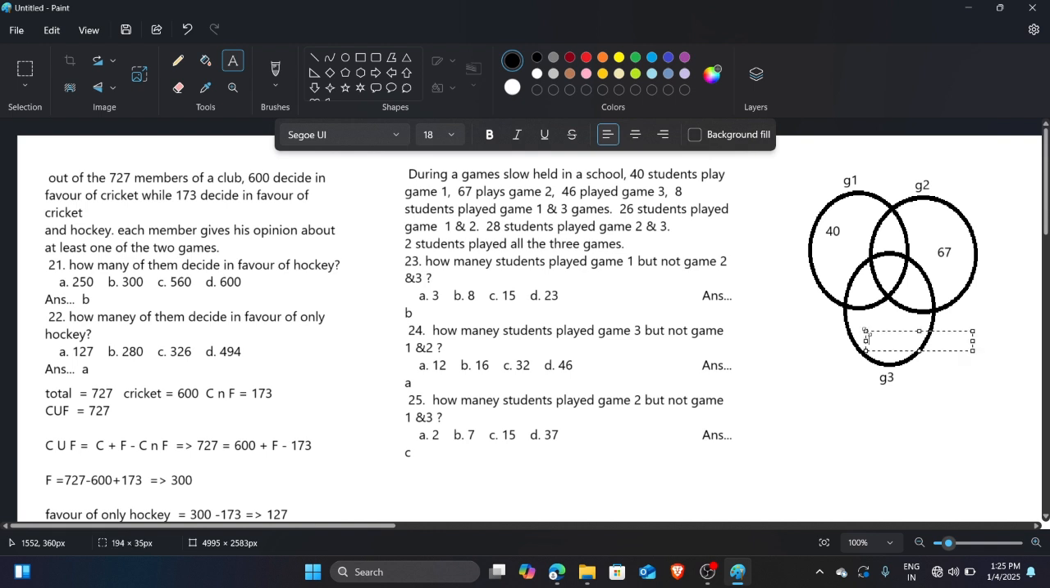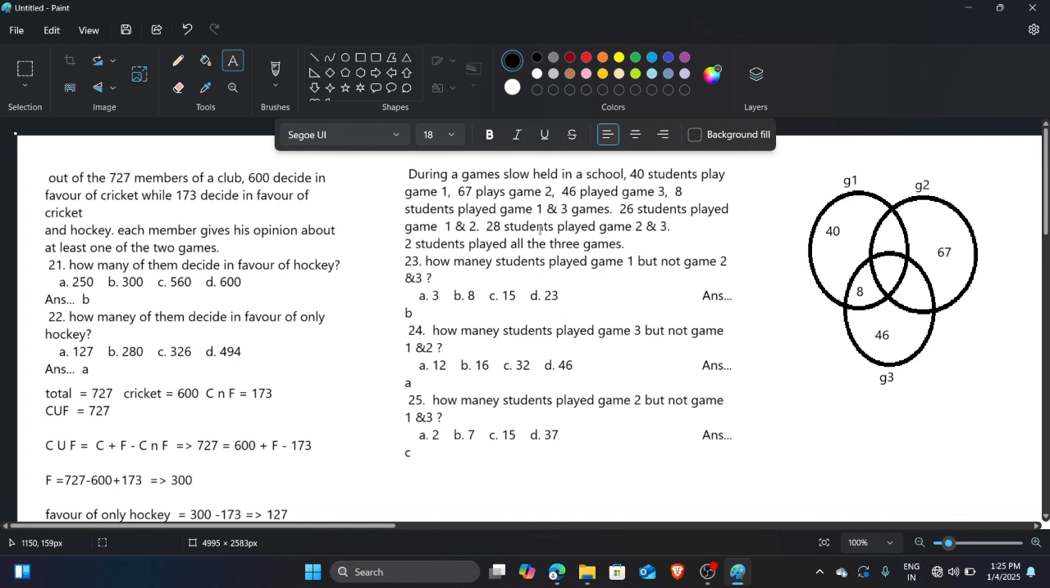So 46. Okay, now what they are saying: 8 students play games 1 and 3. So game 1 and game 3 is this region. So 8 is there. Now this region shows the students who play both games, 8 students.